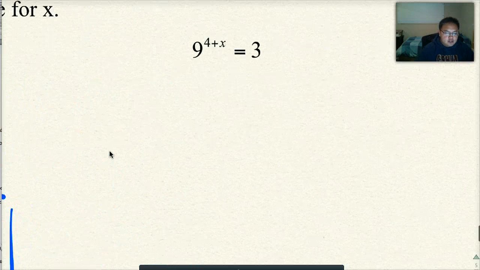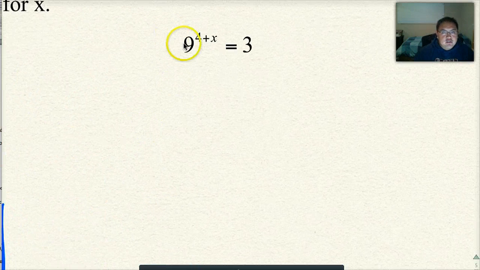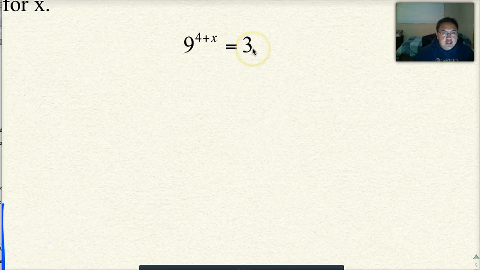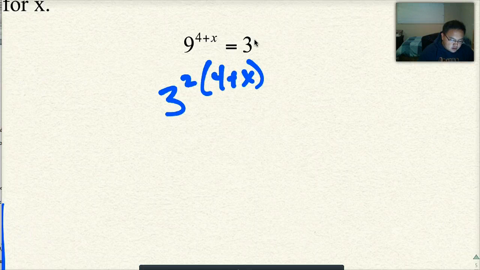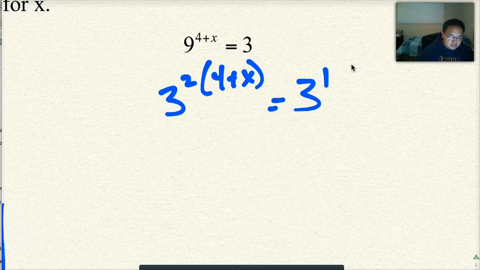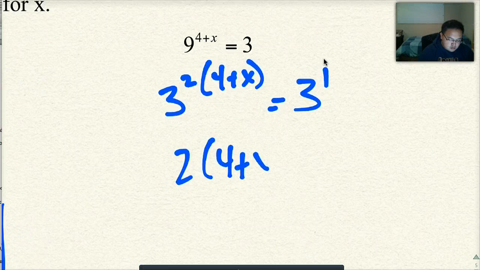Okay. Next one. This one, the bases are different. This is 9 and this is 3. I need to get them the same. This one's the bigger one, so I know I need to match 3. You should know that 9 is the same thing as 3 squared. And then I have that 4 plus x over here. And this 3 is to the imaginary first power. Before I solve, well, first of all, this 3 is equal to this 3, so this has to be equal to this. Okay? So now I'm just going to solve for x.